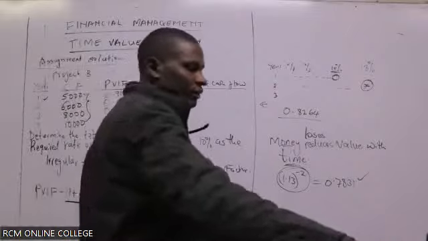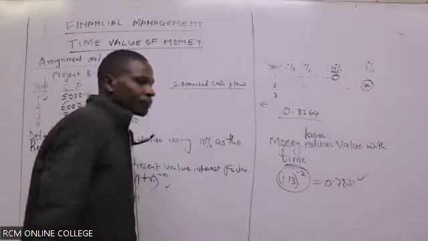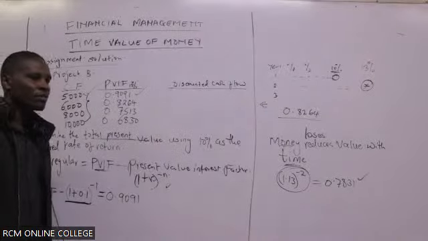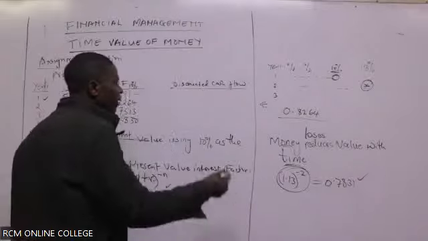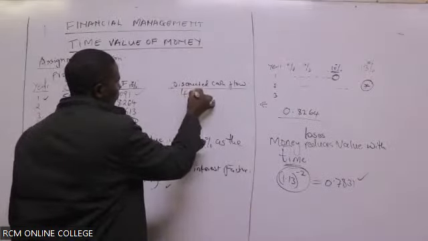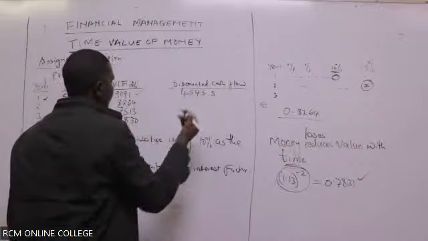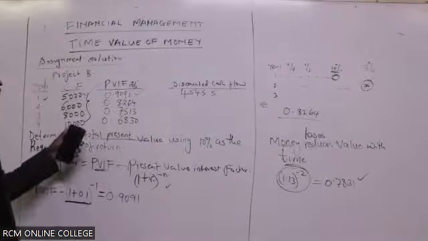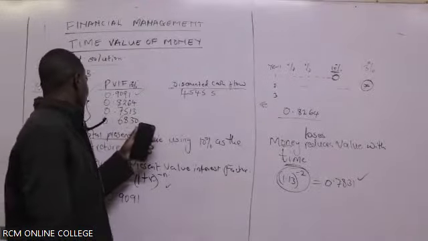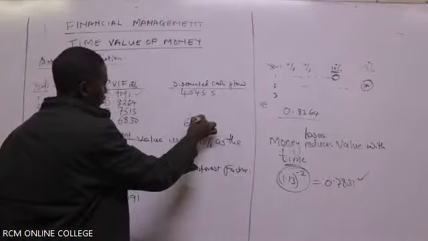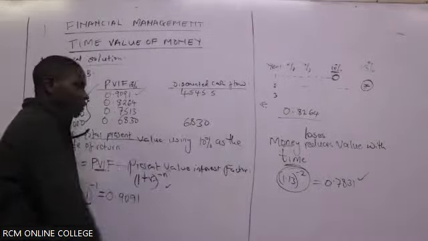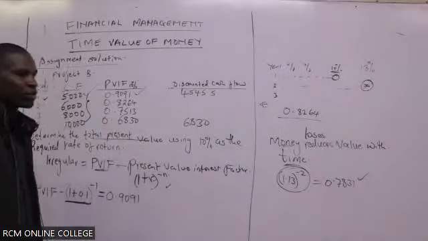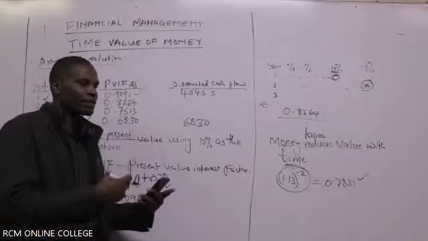The first one, what are we going to get? That is 5,000 times 0.9091, which is 4,545.5. Second one, let's do it very fast. Somebody else should be giving me this. Of course, this one, don't tell me this is 68.30. The second one. Let's compete.